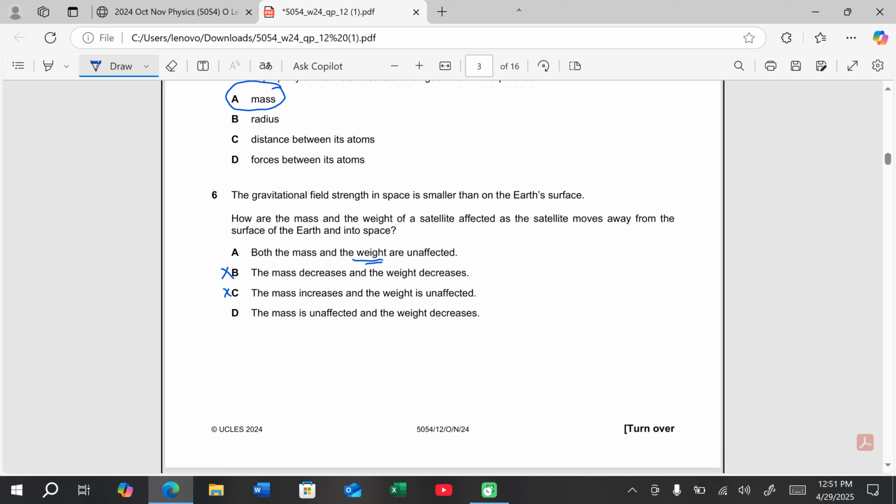The only way to increase or decrease the mass is when the object is traveling with the speed of light, or if you are cutting something, removing something. That's the only way of removing the mass. So mass is unaffected and weight is decreasing. That is your answer, because it says in space the gravitational field strength is smaller, so when you apply W is equal to mg, if this g value is smaller, that has a direct relationship with the weight, so it means weight is smaller as well.